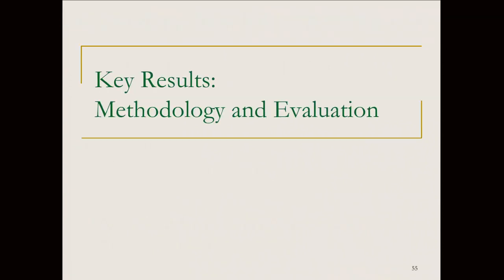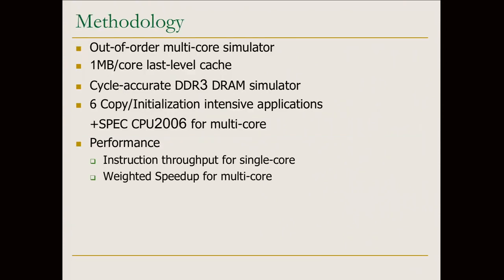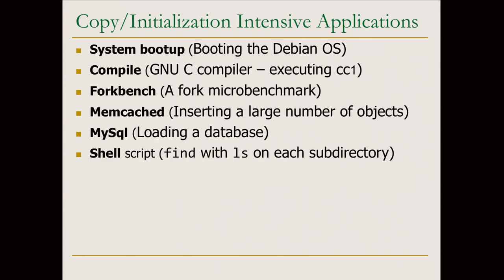Okay, so let's talk about, I've given you key results actually, but let me talk about the application level results right now. So the paper uses a simulation methodology to figure out the benefits in real applications. And you can go through this in detail. I'm not going to go through this in detail right now. It uses a bunch of copy and initialization intensive applications and some performance metrics. And these are the applications that it evaluates. So clearly applications are selected to have some sort of copy and initialization.